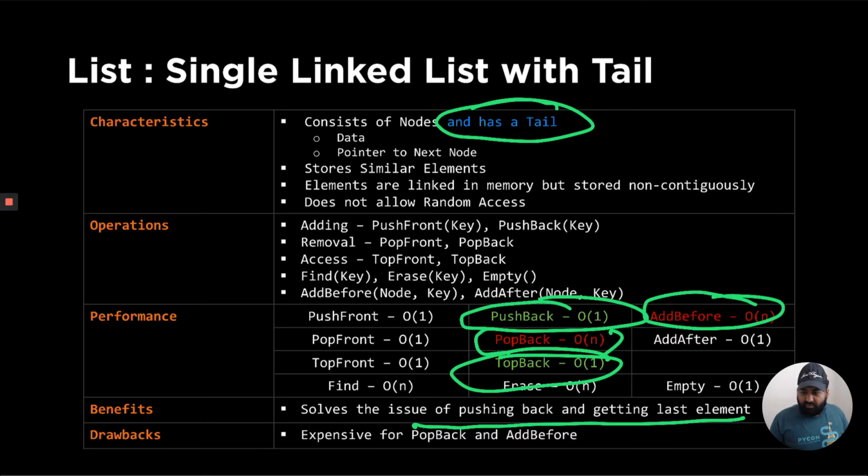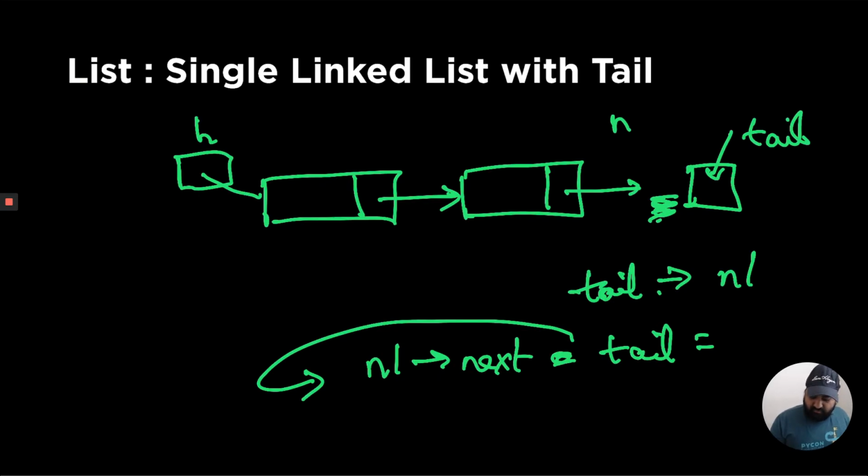Why would that be O(n)? When we talk about popback, say we want to remove the last element of this linked list, we know that we have a tail, but that is just a pointer to the tail. We don't have a pointer to the element before the last. The last element knows that its next pointer is the tail, but the tail doesn't know what the previous element is, because we do not have an arrow like this. We just have an arrow in this direction, to the right.